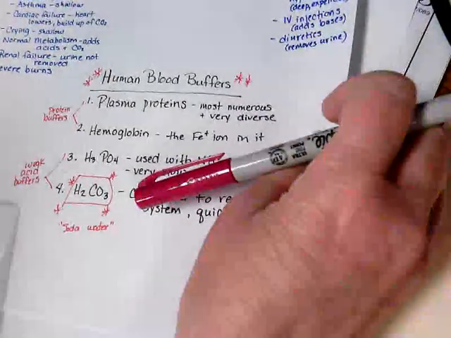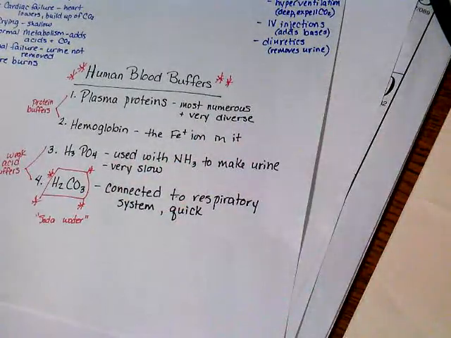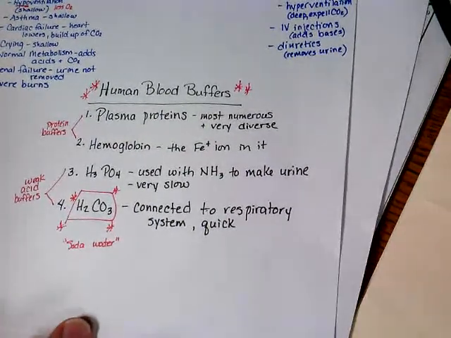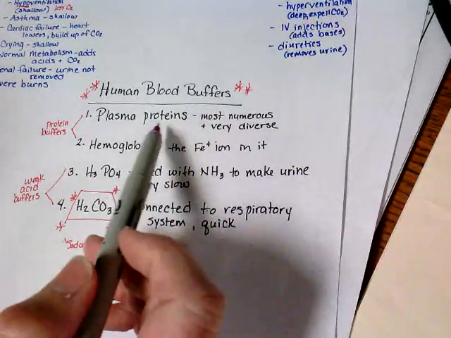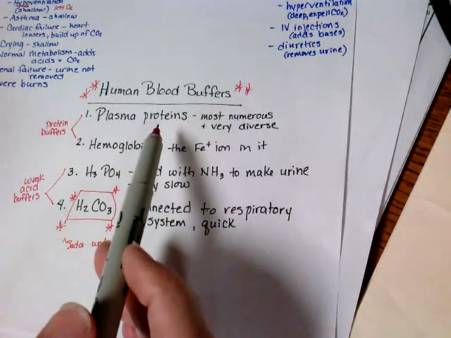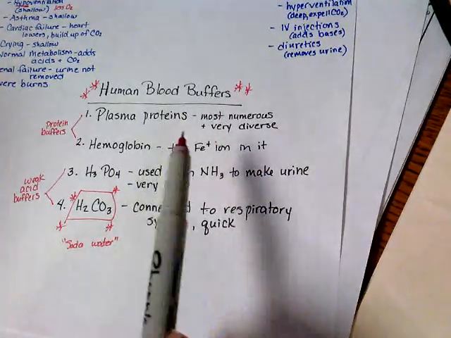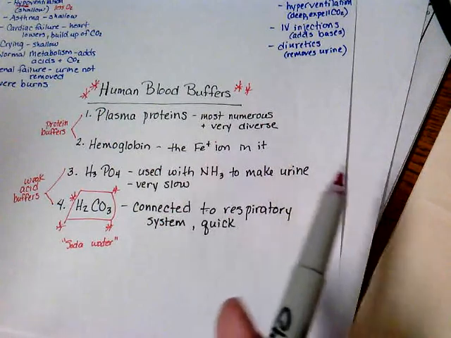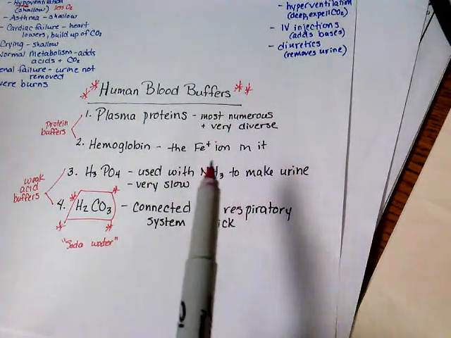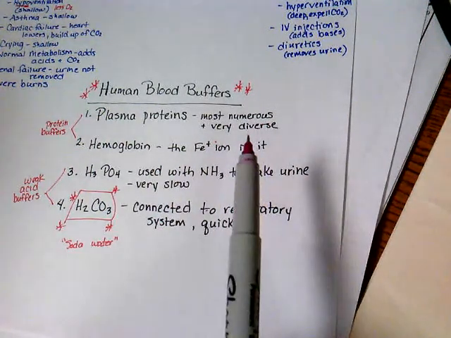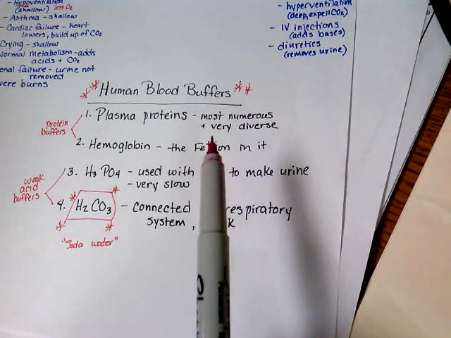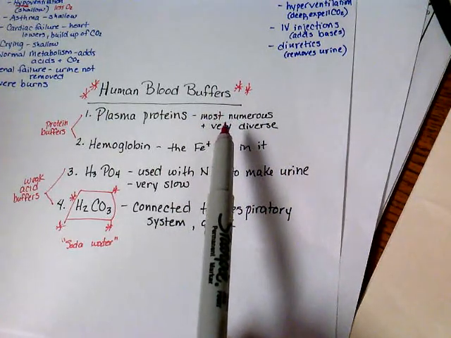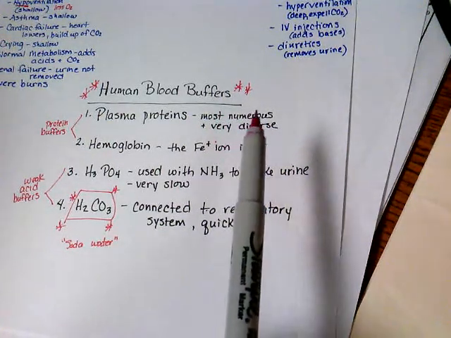So what are some human blood buffers? I listed a few of them right down here. Okay, so let's take a look at these. The most common ones, the most numerous ones, we should say, are these plasma proteins. We're not going to get into that too much because they're a very diverse category of buffers. Depending on the specific metabolic pathway you're studying, you would study the certain proteins that are in there. But we're not going to target any one in particular. They are the most numerous, the ones the body depends on more, but they're very diverse.